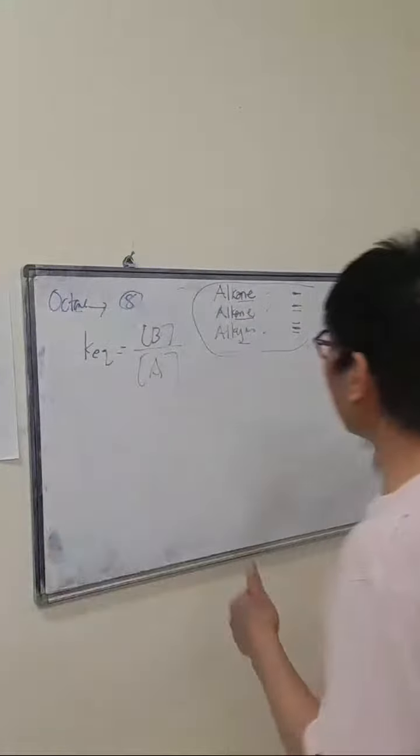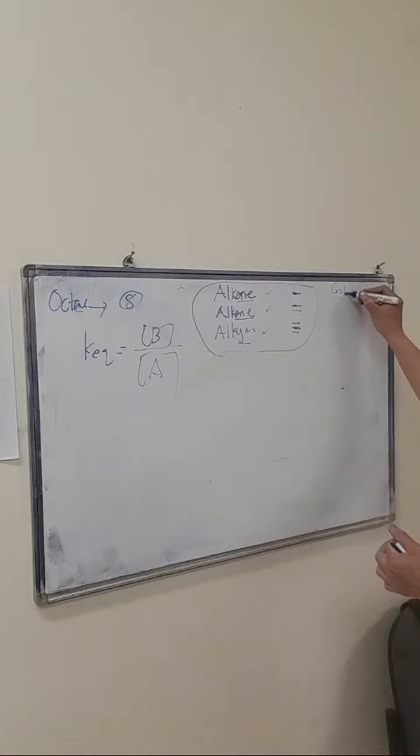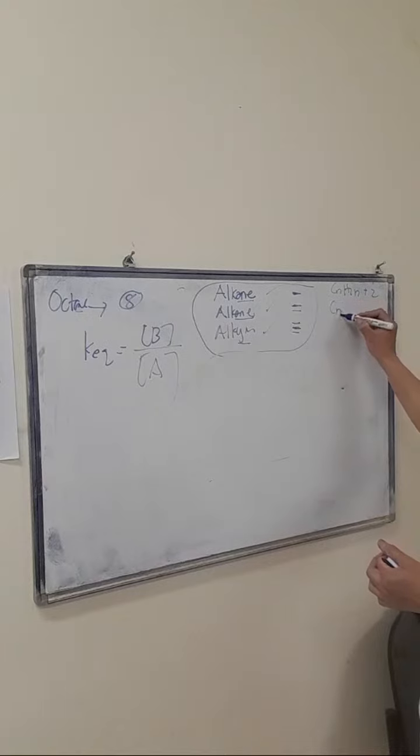Now, the formula, guys, is CnH2n plus 2. And then for the double bond, CnH2n minus 2. And for the alkyne, it is just CnH2n, mga palangga.